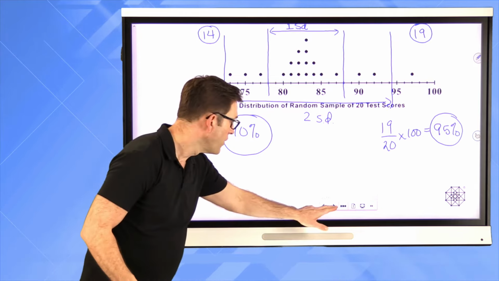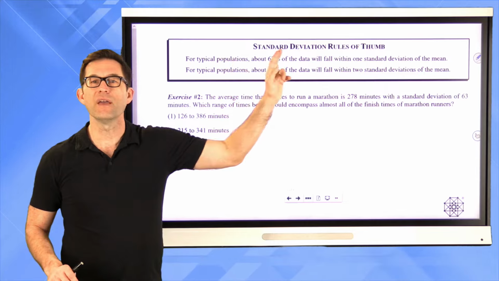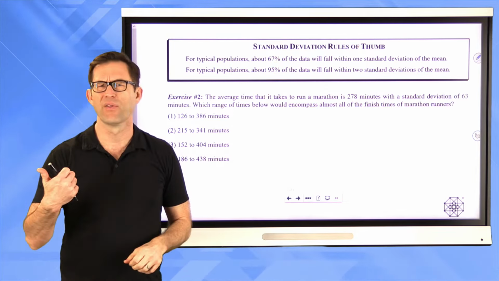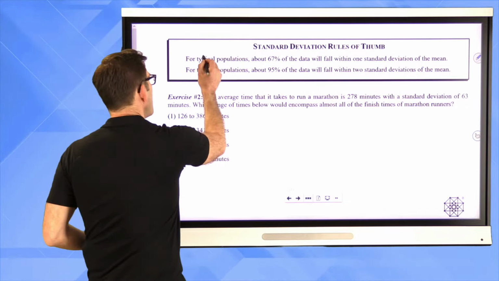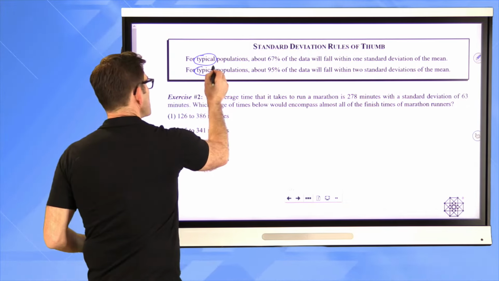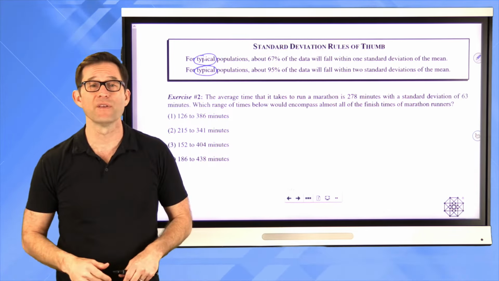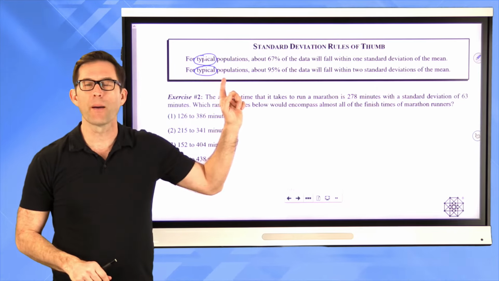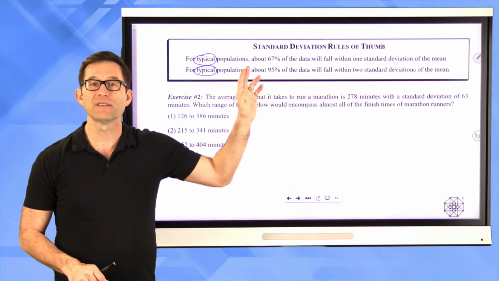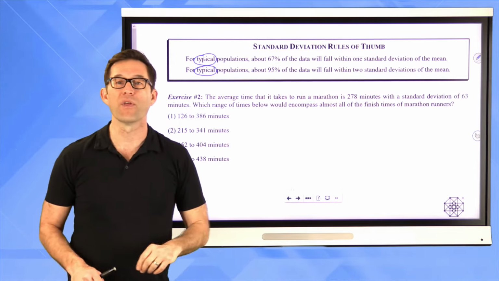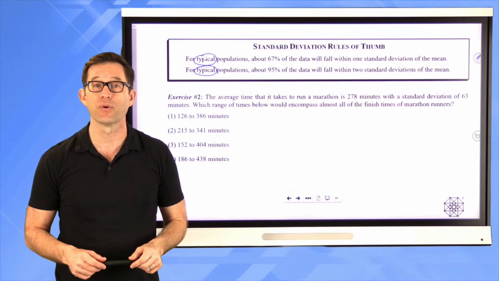Now, this general trend happens all the time. The standard deviation rules of thumb, I don't know why they're the rules of thumb, but that's what they are. For typical populations, now this is important, typical populations, meaning most, but there could be some weirdo populations out there that this isn't true for. But for typical populations, about 67%, and that's 2/3, about 67% of all the data will fall within one standard deviation of the mean.